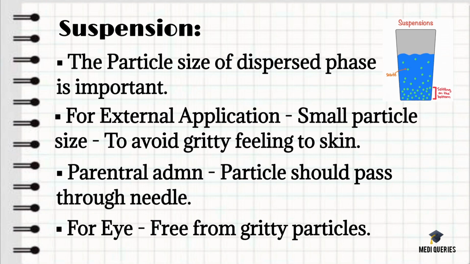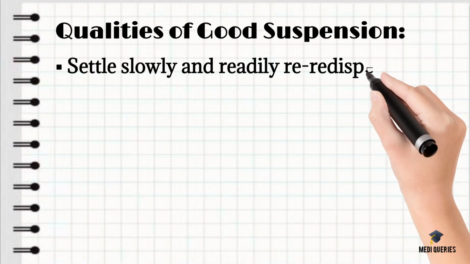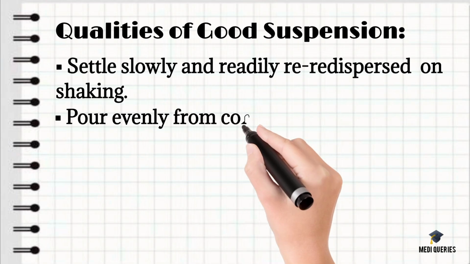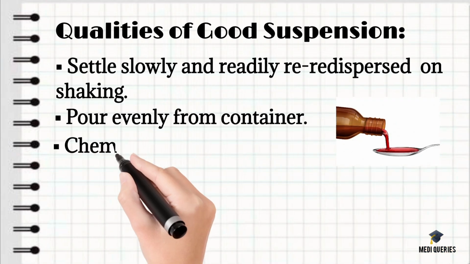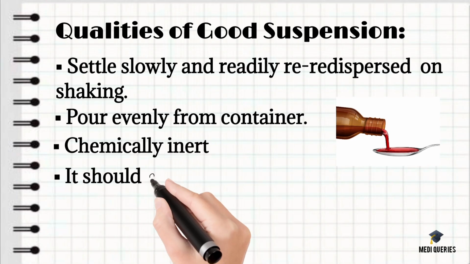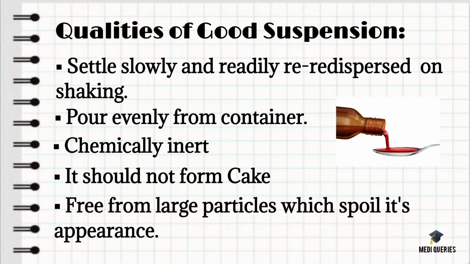This is all about the introduction to suspensions. Now let us see some good qualities of a suspension. It should settle slowly and should be readily redispersed on gentle shaking of the container. That is the main quality of a suspension. It should pour readily and evenly from its container, and it should be chemically inert.